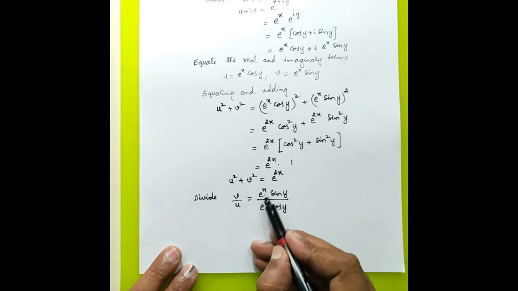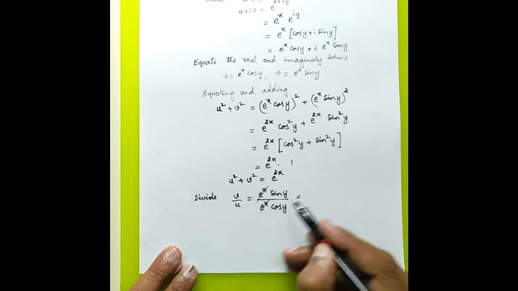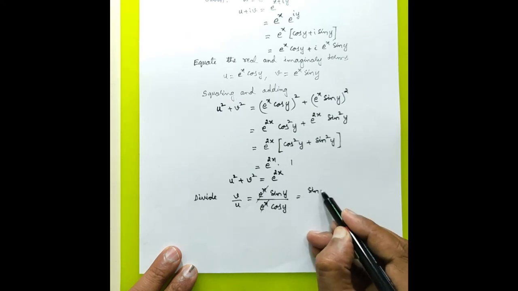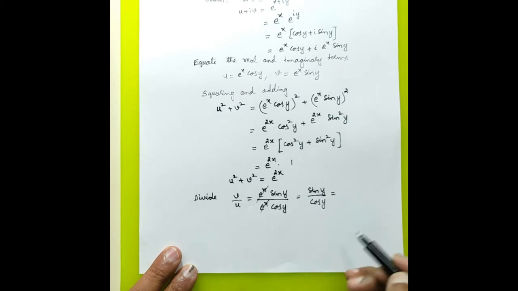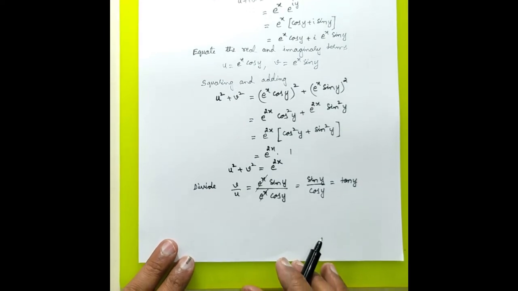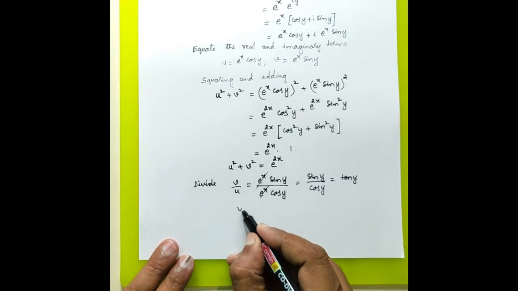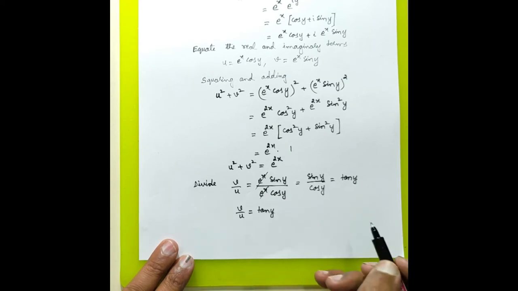However, this e power of x will cancel out. You will be left with sin of y by cos of y. But we know sin by cos is tan, so we will be getting tan of y. So we have got the value of v by u to be equal to tan of y.